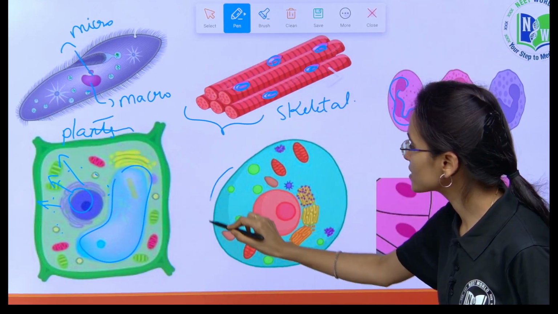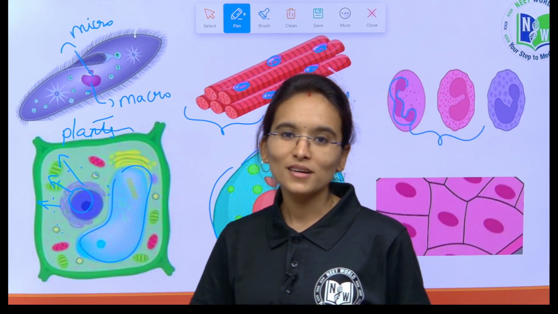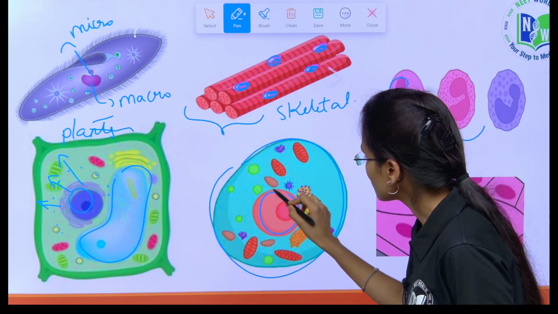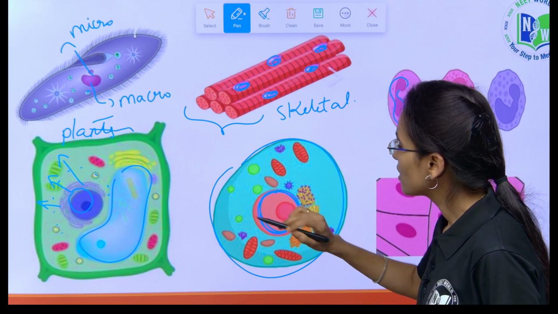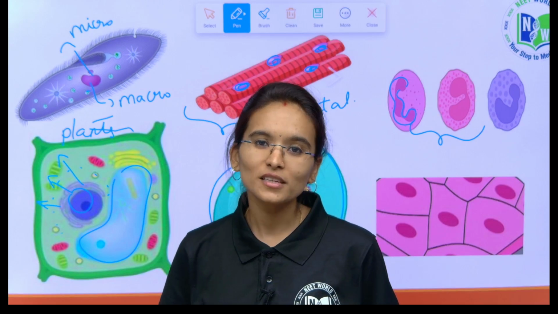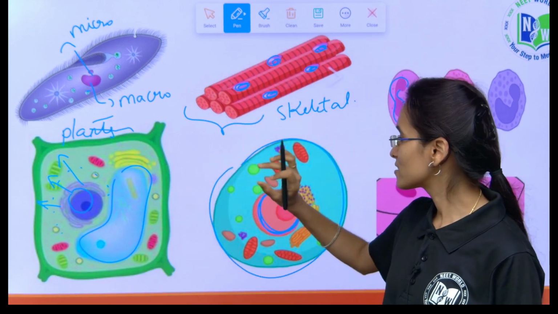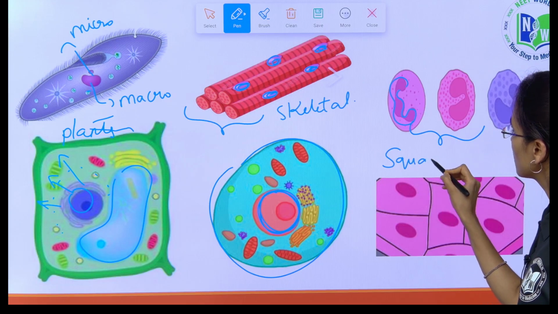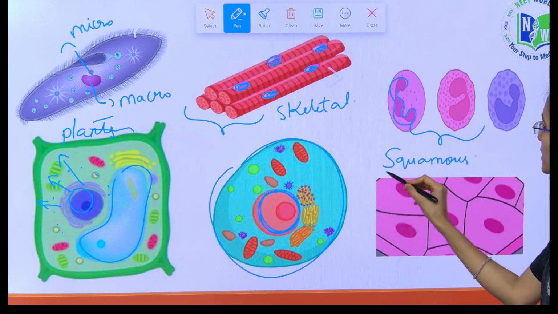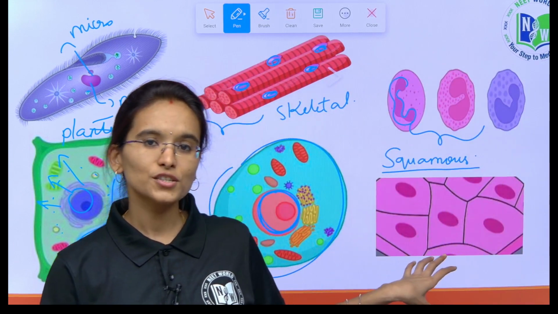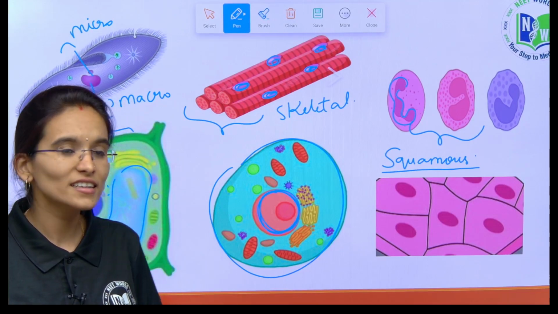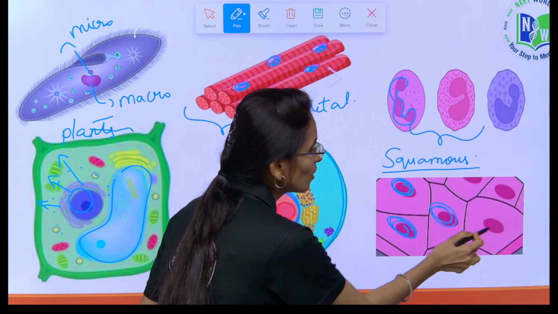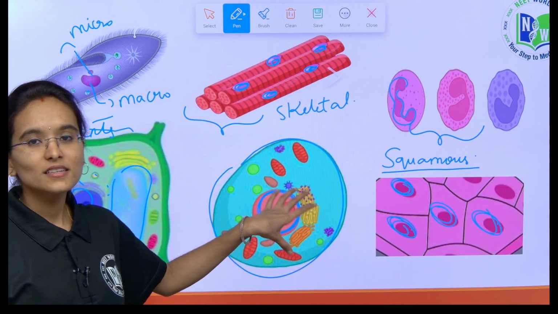Next, coming towards the animal cell. In the animal cell, the nucleus is present in the center of the cytoplasm. See here, this is a nucleus which is present in the center of the cytoplasm in animals. And this is a simple squamous epithelium, a squamous epithelial tissue. In this type of tissue, we can see the nucleus is flat in structure. See here, these are the flattened nuclei present in the simple squamous epithelial tissue.